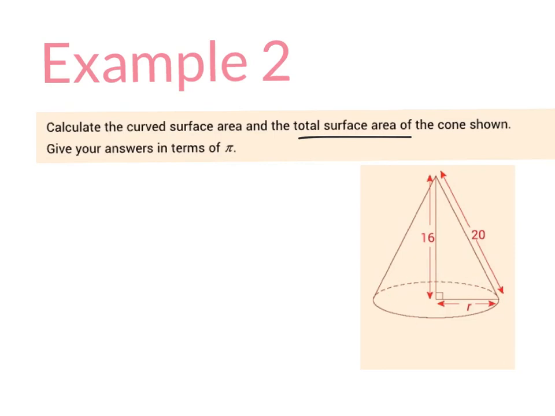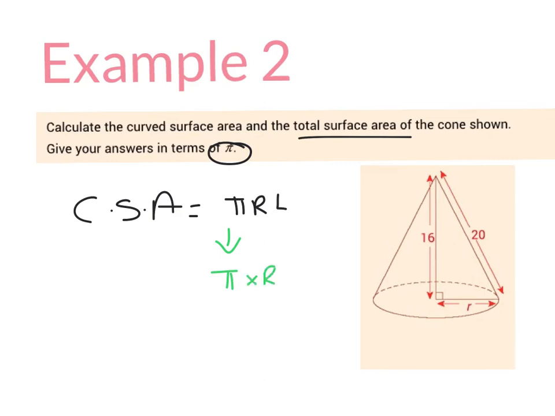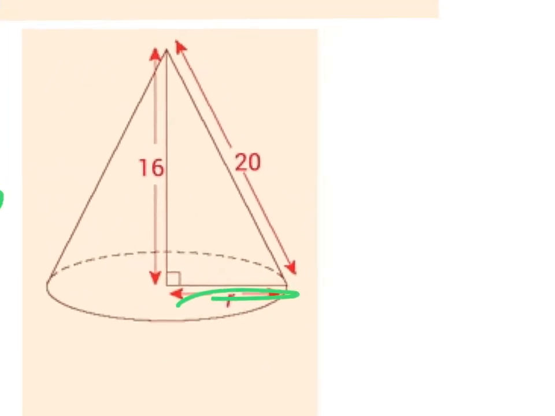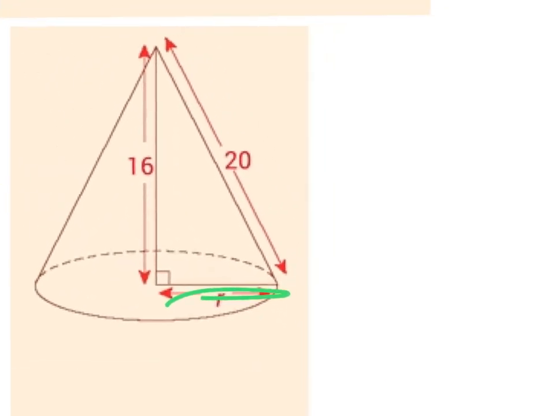So for the curved surface area of a cone, we have our formula, and it is πrl. It says in terms of π, which means π is going to be in my answer. So it's π by r, which we don't know in this case, by l, which I do know is 20, so I can rewrite that as 20. The first thing I need to do is find r. So let's look in here.